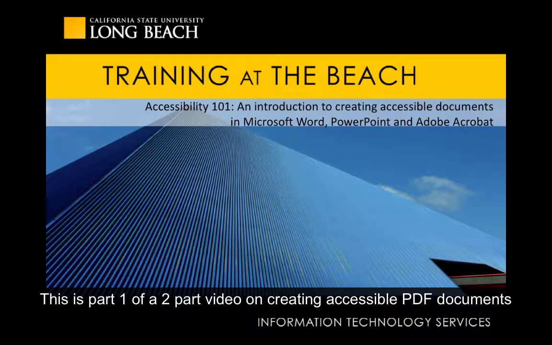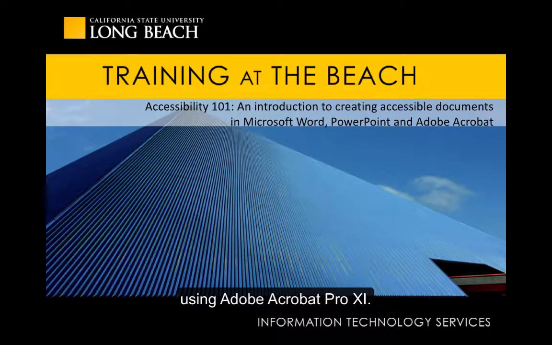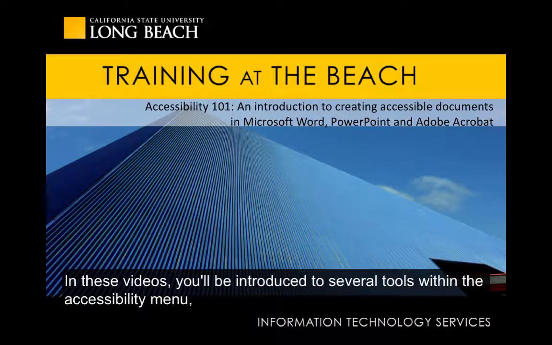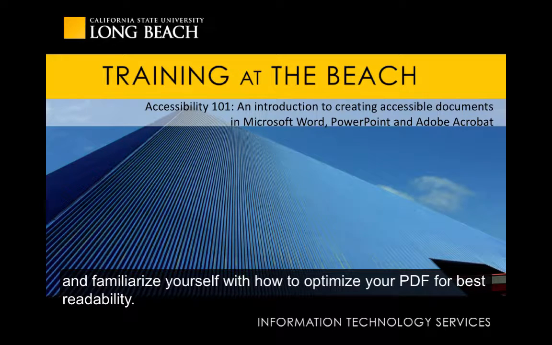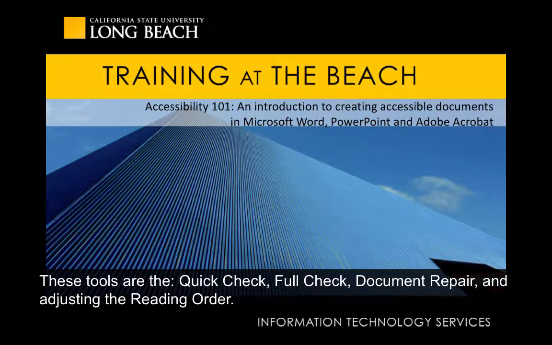This is part 1 of a two-part video on creating accessible PDF documents using Adobe Acrobat Pro 11. In these videos, you will be introduced to several tools within the accessibility menu and familiarize yourself with how to optimize your PDF for best readability. These tools are the Quick Check, the Full Check, Document Repair, and adjusting the reading order.